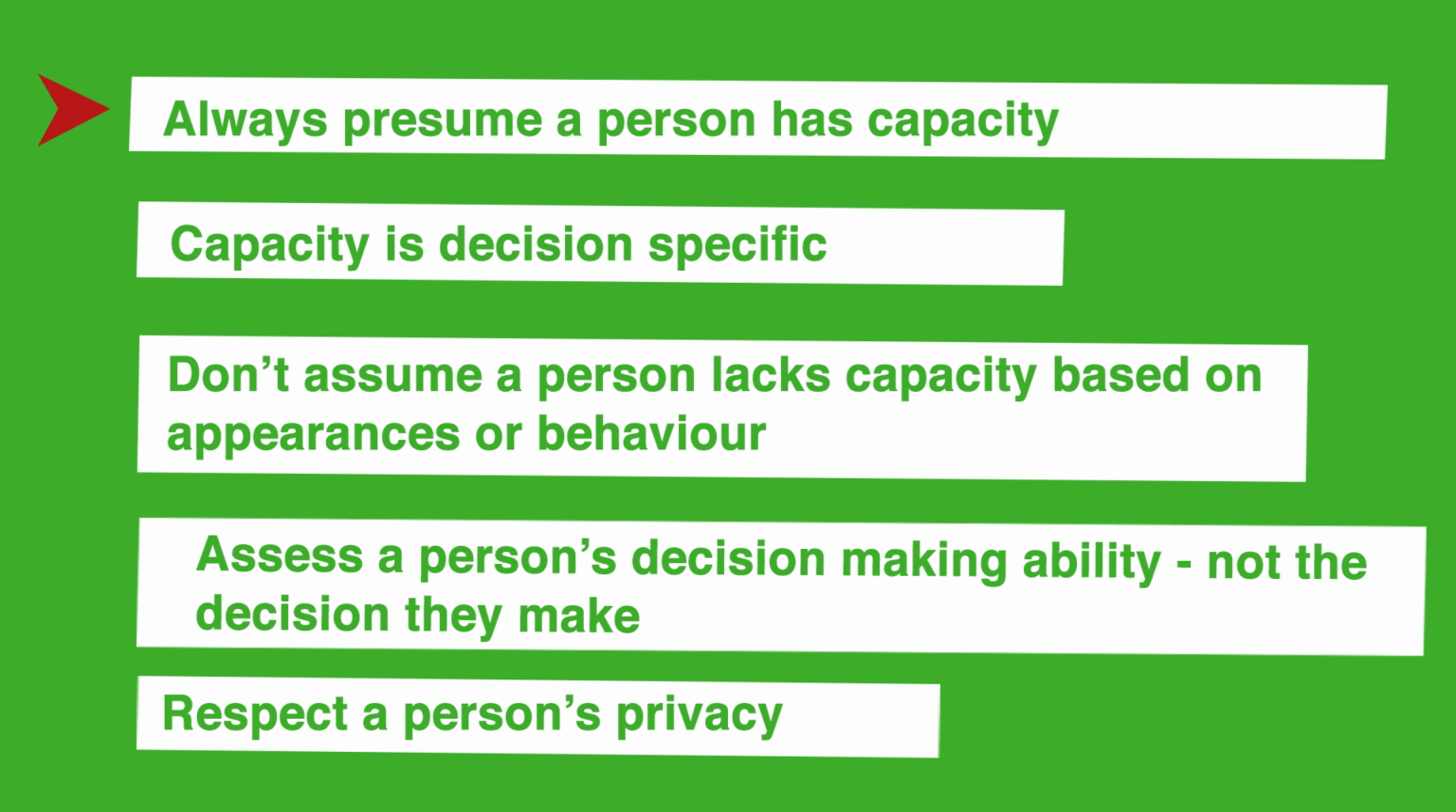There are several rules in mental capacity assessments. Always presume a person has capacity until proven otherwise. Capacity is decision specific. Some decisions are easier for patients who have borderline capacity than others. Don't assume a person lacks capacity based on appearances or behavior. Assess a person's decision-making ability, not the decision they make. Respect a person's right to privacy when you're assessing their capacity. Remember, do not disclose changes to wills, etc., to third parties without a patient's consent.